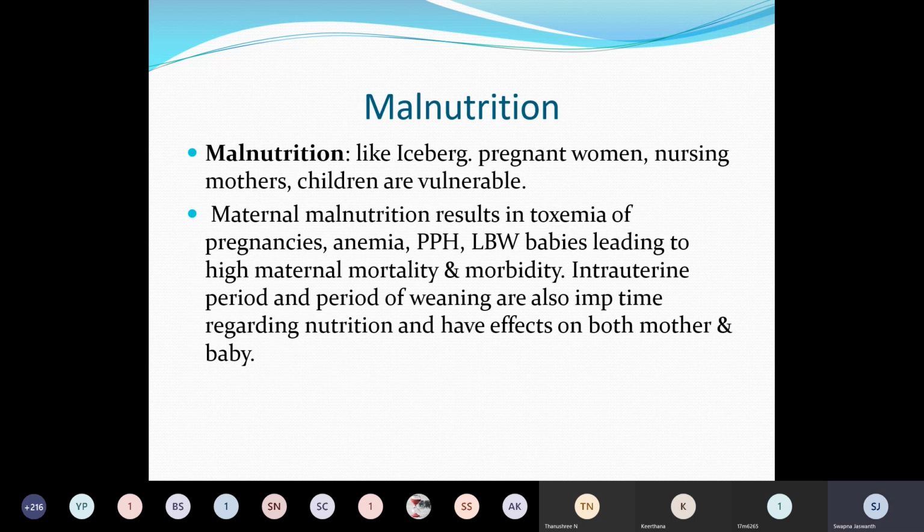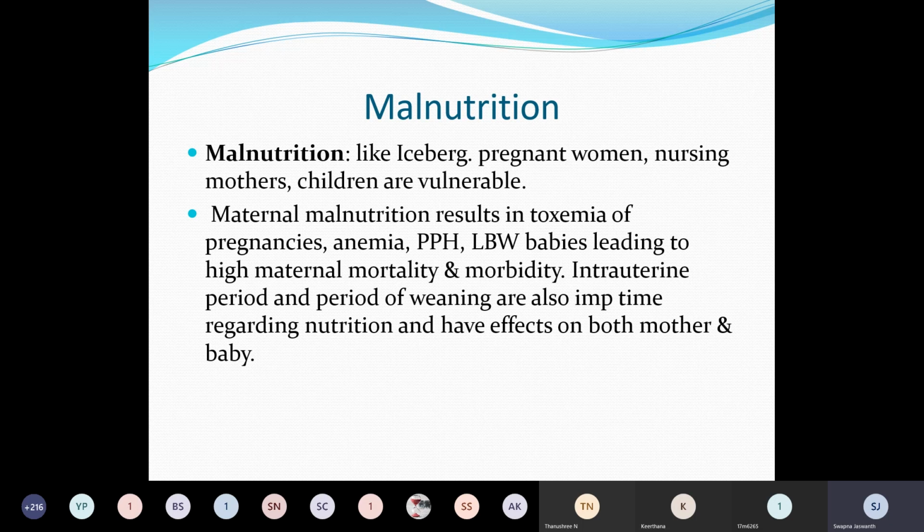Now let's talk about malnutrition. Malnutrition is a spectrum and it is an iceberg phenomenon. You can only see the tip of the iceberg, but what lies beneath you cannot see. It is a huge portion which lies beneath the water. What we see is just the tip of the iceberg. So malnutrition represents the iceberg phenomenon. The pregnant mothers, the nursing mothers, and children are most vulnerable to malnutrition.